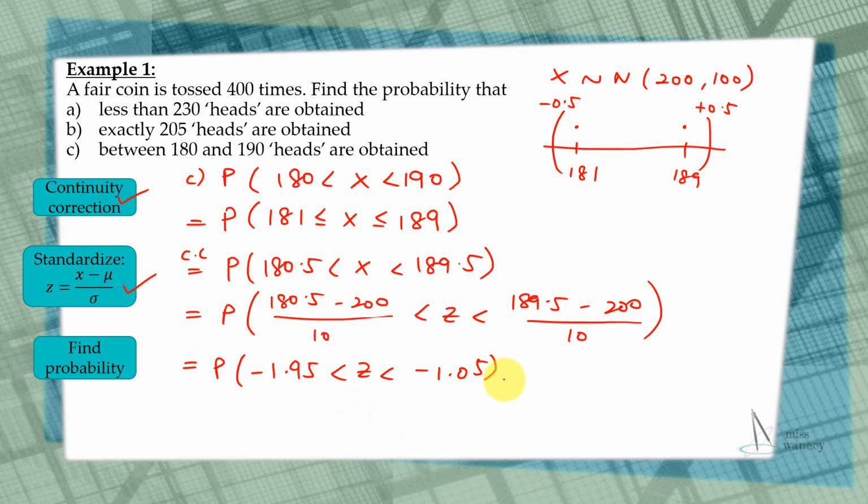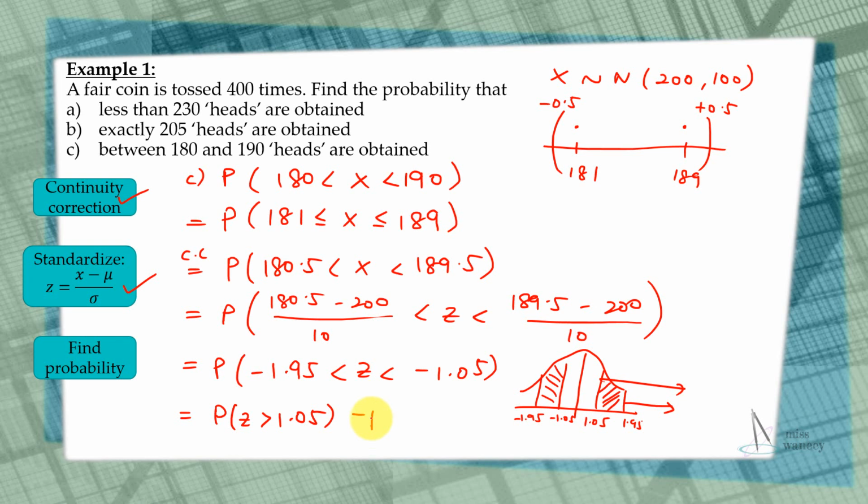So what can we do now? Draw the bell-shaped curve. You should be able to see that since both of them are negative, both of them should be on the left hand side. Negative 1.95, negative 1.05. We don't have anything with a negative z value. Therefore, you should flip them to the right hand side. So this is 1.05, 1.95. So this is the region. So you should take this one minus this one. So this is the probability for z greater than 1.05 minus the probability of z greater than 1.95.